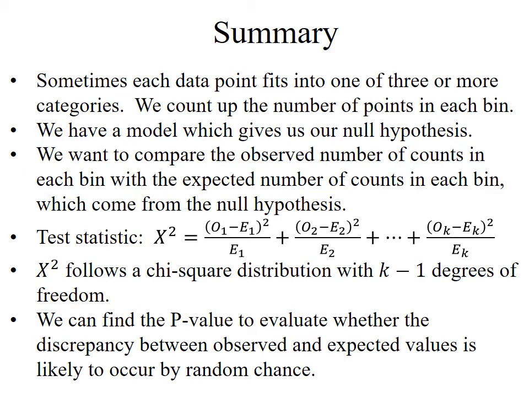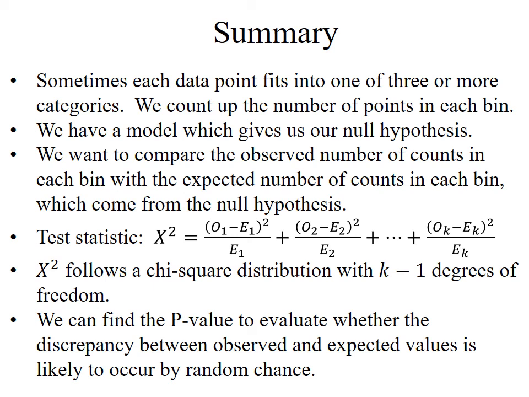All right, quick summary. Sometimes we're out there gathering data in data land and we find that each data point fits into one of 3 or more categories. So what do we do? Well, we count up the number of data points. How many counts do we have in each of these bins, however many they are? In this case, we have some sort of a model which gives us our null hypothesis, some sort of expectation. And then we've got a discrepancy between what we observe and what we expect to see. And then we want to see, is that discrepancy statistically significant or not? So we compare the observed number of counts in each bin with the expected number of counts in each bin.